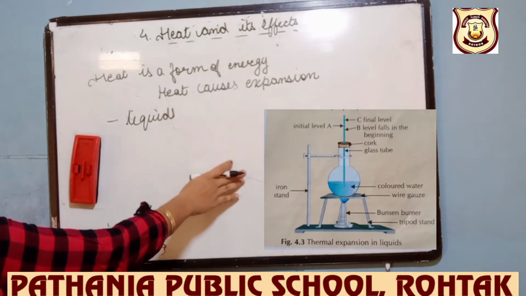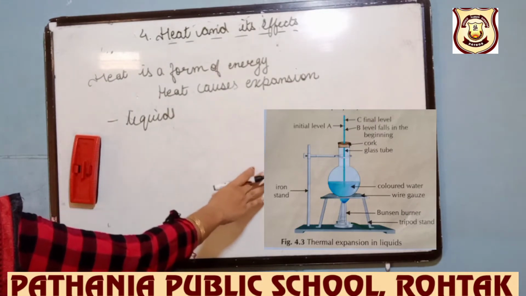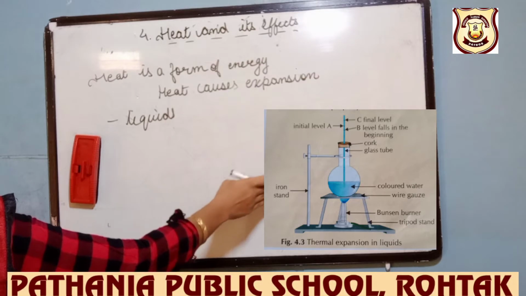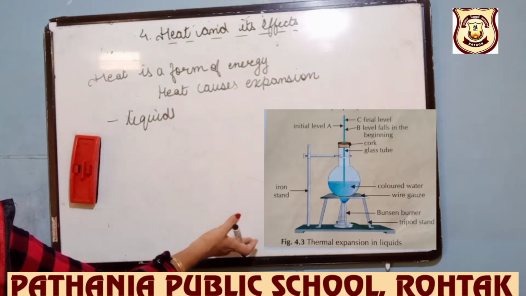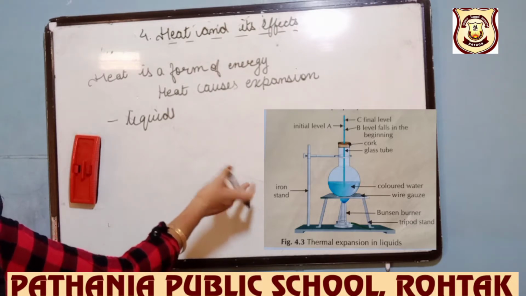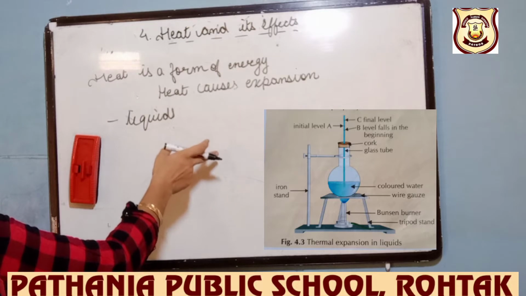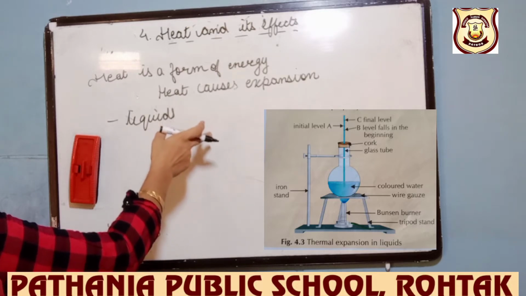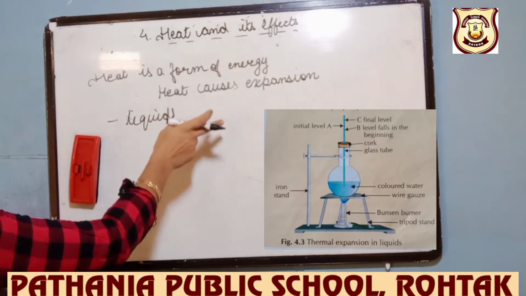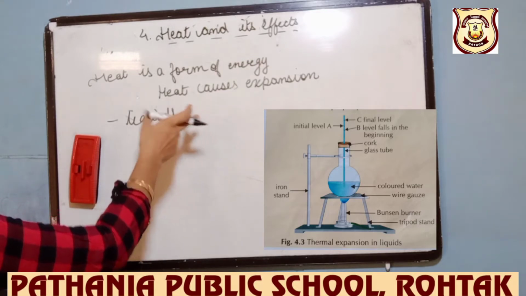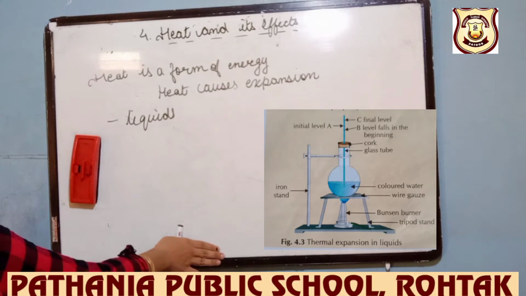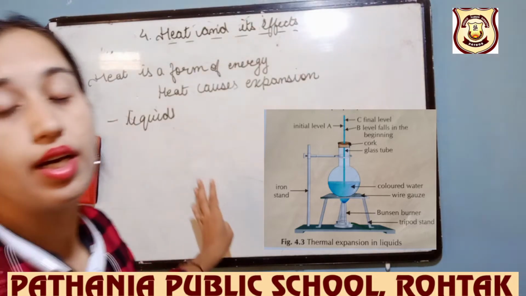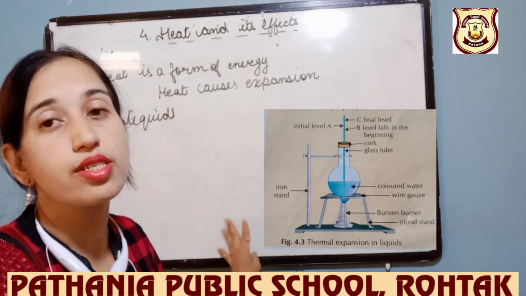See, in this experiment, we have taken a beaker. Water is kept inside it. Then we are heating it. What we are seeing inside this container is that the water level first falls to B and then rises steadily and reaches up to C. The colored water expands on heating, demonstrating thermal expansion in liquids. So this is the experiment through which we can tell that expansion occurs in liquids.